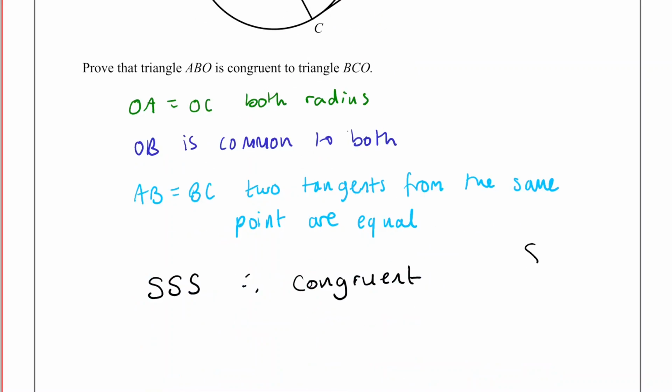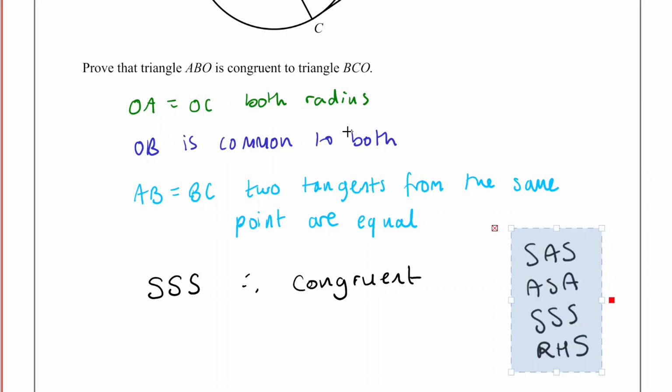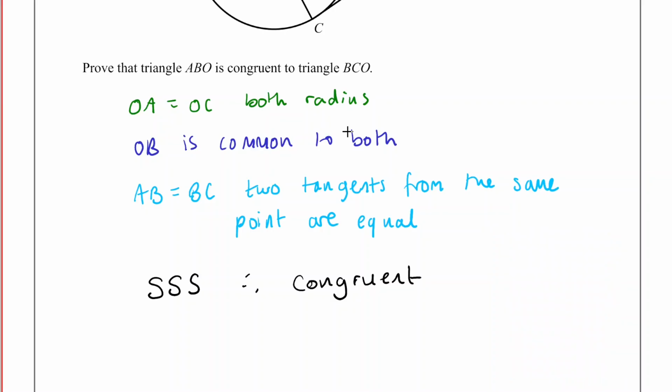So to be congruent, we can have side, angle, side, all 3 sides, or the right angle, the hypotenuse, and one other side. It doesn't matter which one we get to, as long as we get to one of them, we have proved that the 2 triangles are congruent.